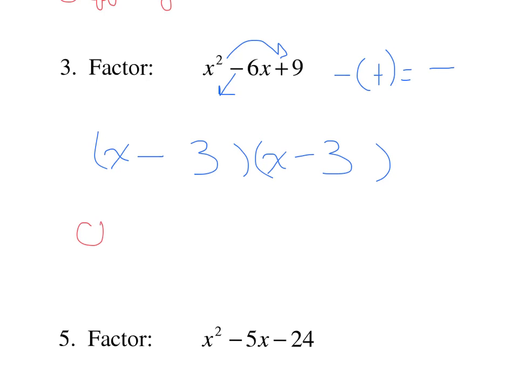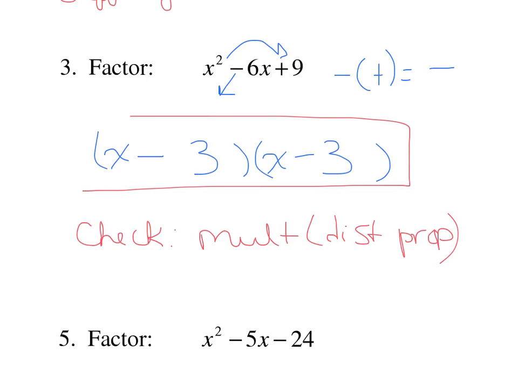Of course, you should be pausing this video to check. You check by multiplying using distributive property. When you multiply these two binomials, you should get this original expression back. So you should be checking all your factoring.